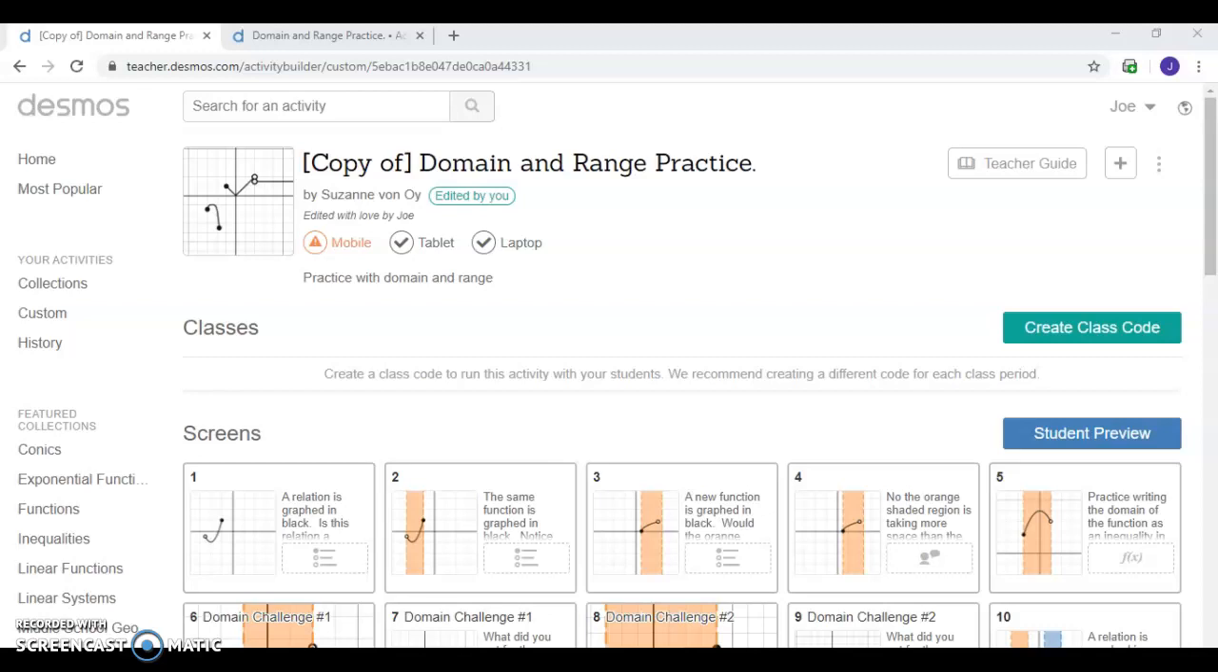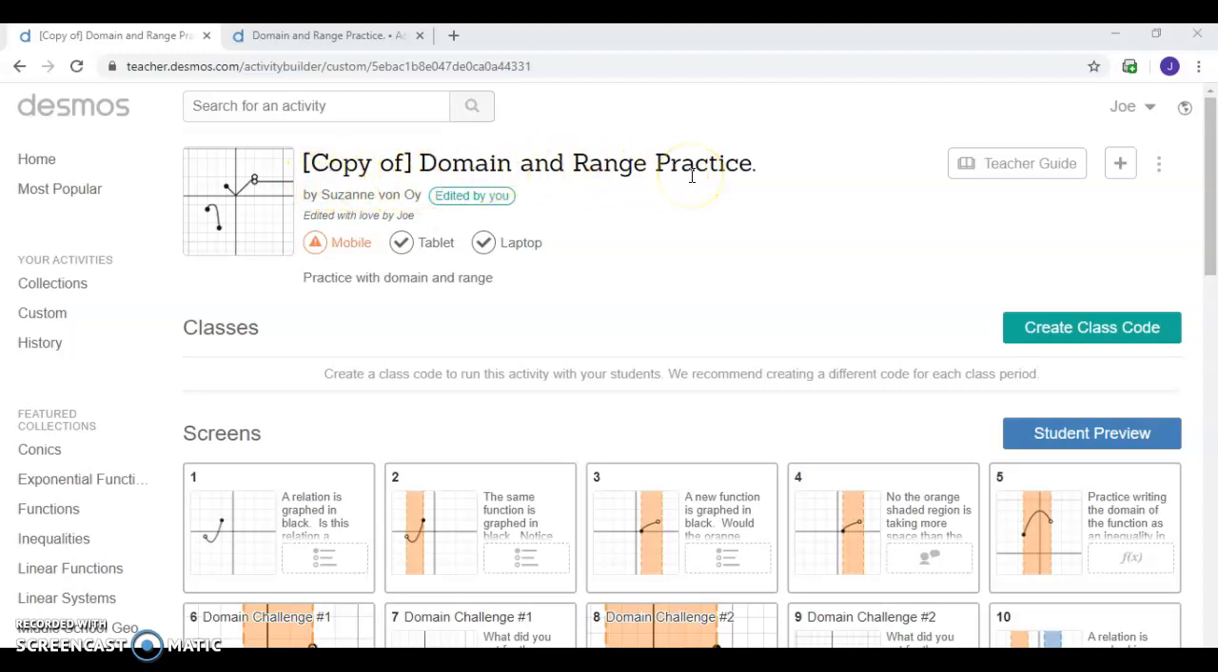For my project, I wanted to do something over domain and range. I looked at the data that I had from this year and last year and found that this was one of my weakest areas. My students were consistently one question behind the rest of the school and district that I'm in. And so I wanted to make some significant changes to what I did for domain and range for next year.